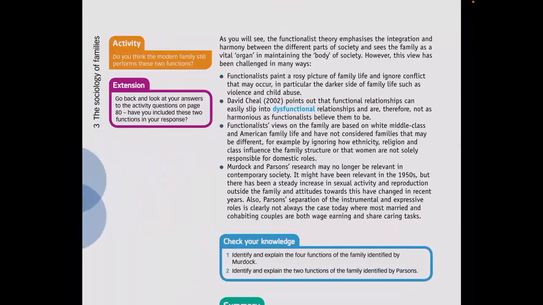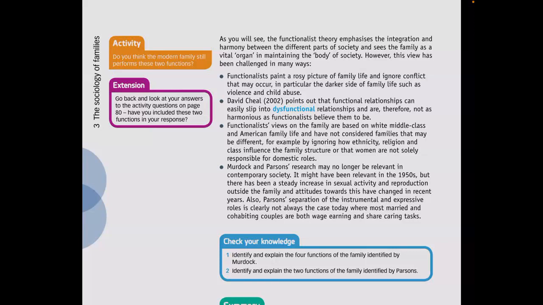Okay. Now we're looking at other things, because we are holistically looking at family, so the functionalist perspective of family. We looked at the introduction, we looked at George Murdock, we looked at Talcott Parsons. We're now looking at other things that functionalists say about family. So functionalist theory emphasizes the integration and harmony between different parts of society and sees the family as the vital organ in maintaining the body of the society.